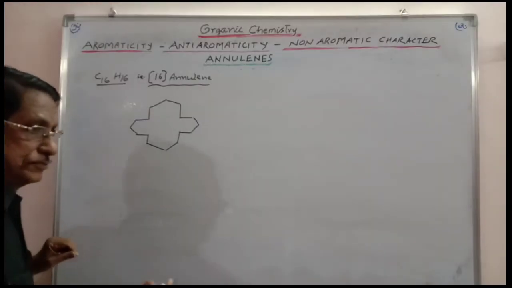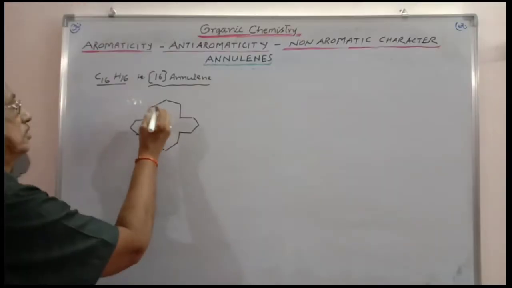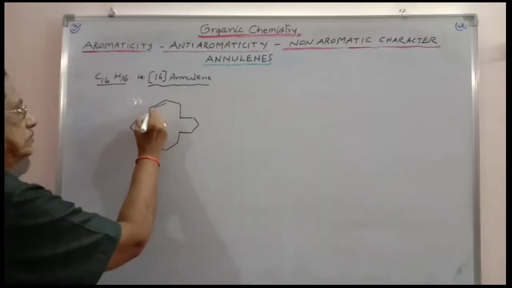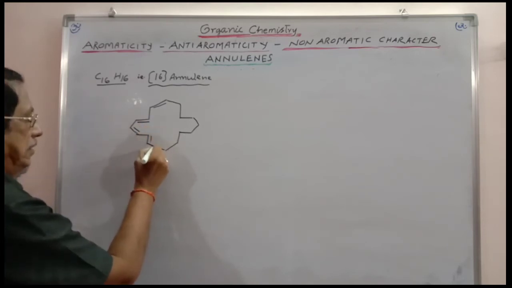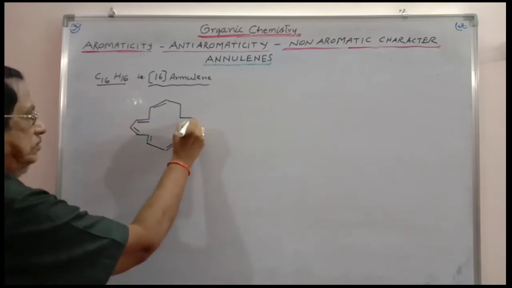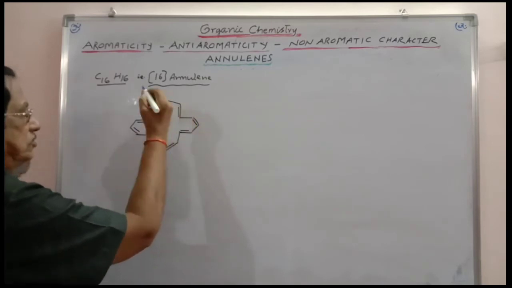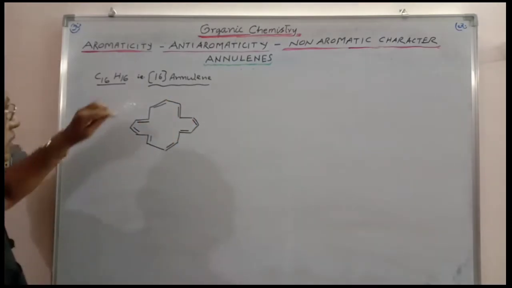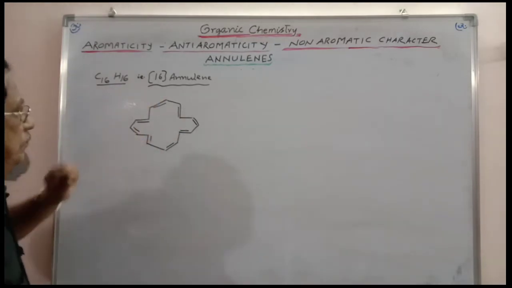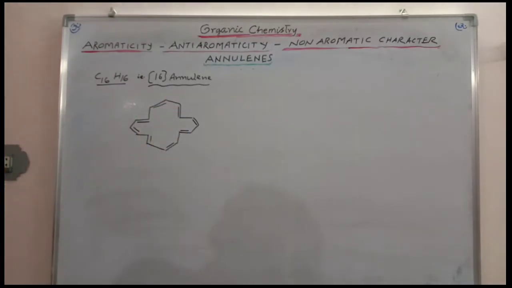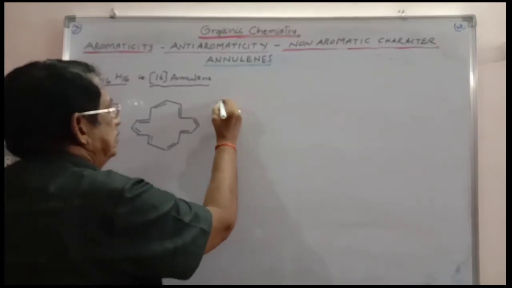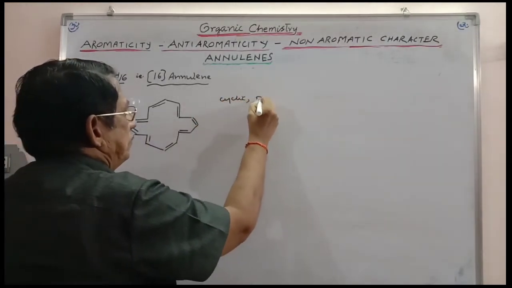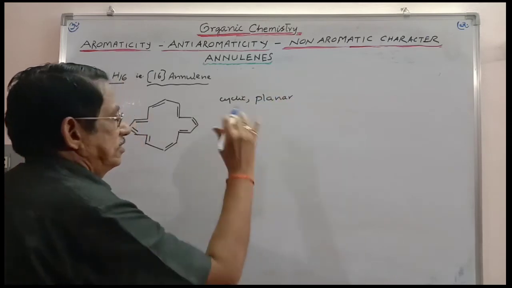You can write the double bonds, the conjugated pi bond system. There will be 8 pi bonds. 1, 2, 3, 4, 5, 6, 7, 8, 9, 10, 11, 12, 13, 14, 15, 16. Totally there are 1, 2, 3, 4, 5, 6, 7, 8 pi bonds. This is the structural aspect of 16-annulene. Let us check. It is cyclic, okay. It is planar because all are sp2 carbons, a planar cyclic structure it is having.